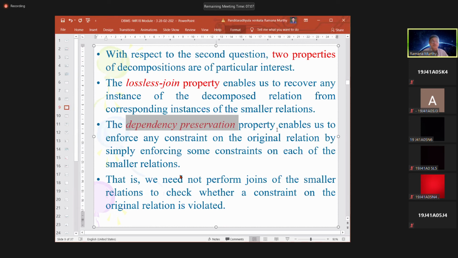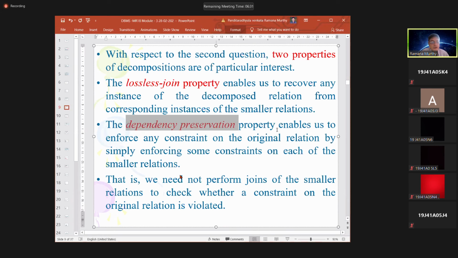Okay, right. So the dependency preservation property enables us to enforce any constraints that the original relation is maintaining, by simply enforcing some constraints on each of the smaller relations also. Whatever constraints and relationships are there in the original table must also be maintained in the smaller tables. So we need to identify that particular aspect also whenever we decide how to create smaller tables.